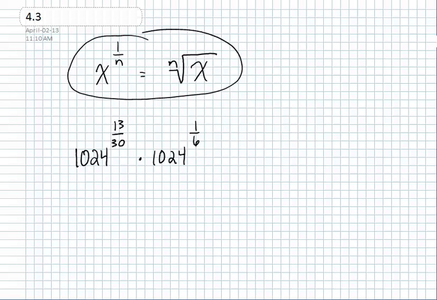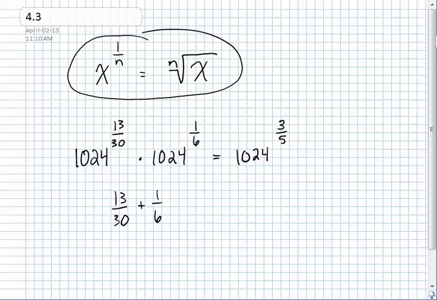Hopefully you paused the video and you figured out that the answer is either 1024 to the power of 3/5 or 0.6, same thing. How do we get that? Well, just by adding fractions together. So find a common denominator, which in this case is 30. There you go. Oh, but Mr. Beebe, I can just use my calculator. Well, you know you can't always do that, so make sure you can do it both ways.